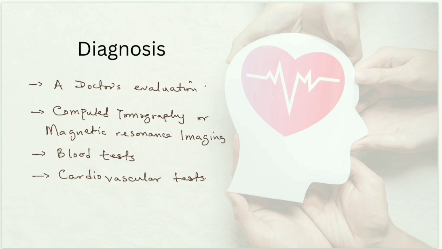Then another thing which is important is brain imaging. I know you might have heard of CT scan or MRI. So that is very important, because you use that to confirm if it's an ischemic stroke or a hemorrhagic stroke. So that will help to guide you properly.